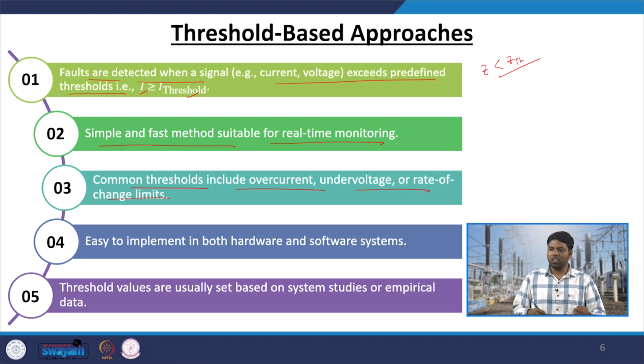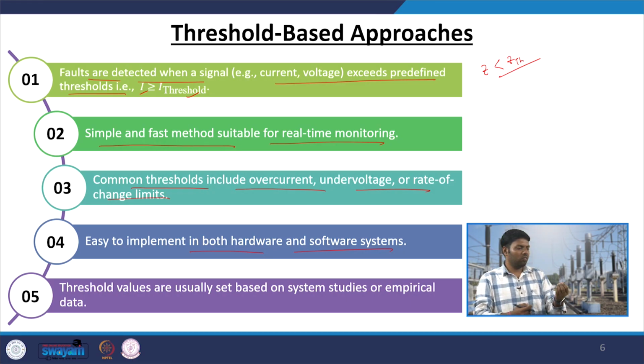If it is an undervoltage relay, it will see what the voltage is, and if the voltage goes below the threshold, then it will trip. If it is an overvoltage relay, it will sense the voltage, and if it is more than the threshold, then it will trip. Similarly, for the overcurrent and the impedance relay. Easy to implement in both hardware and software systems, because you just need to set only one threshold value and sense it and you are good.